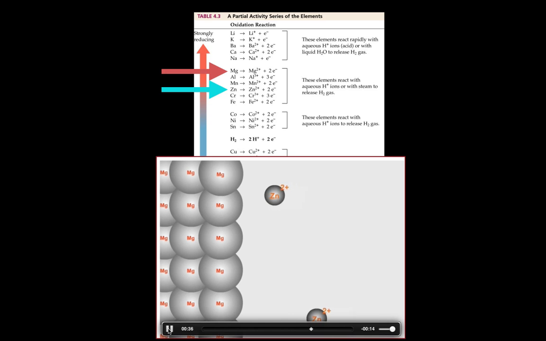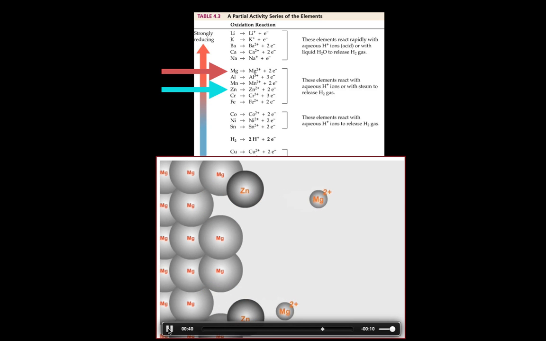You're going to have a loss of electrons from zinc. So you notice that the electrons are leaving magnesium, going to zinc. So now zinc will displace magnesium. Zinc will now become the solid, and magnesium will become the aqueous state. Okay, and that's how this plays out with the reaction series.